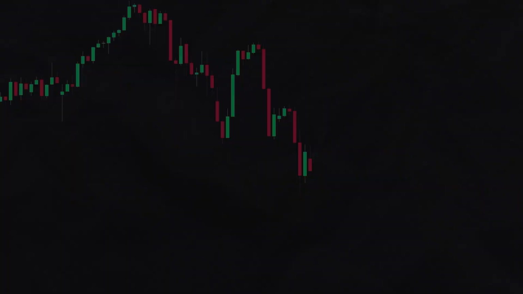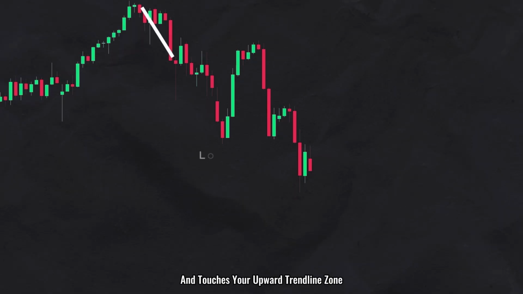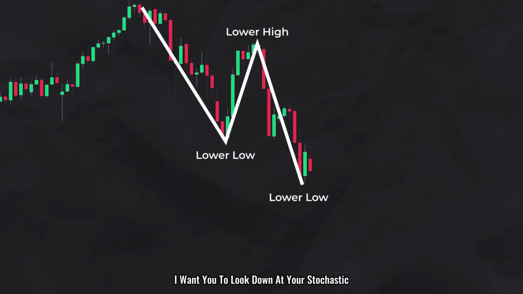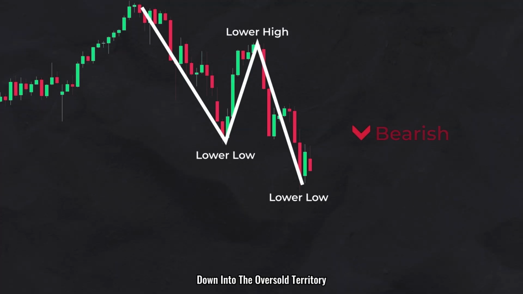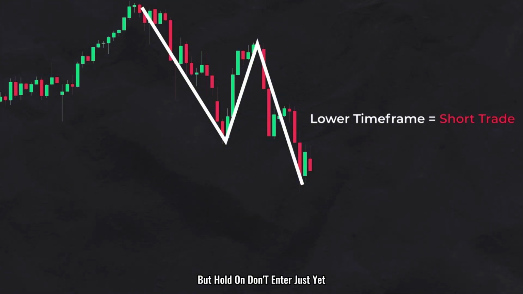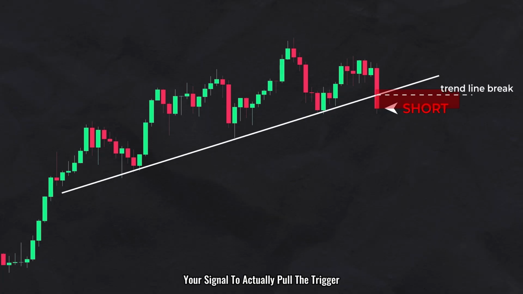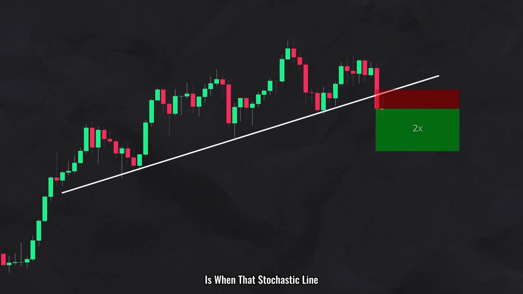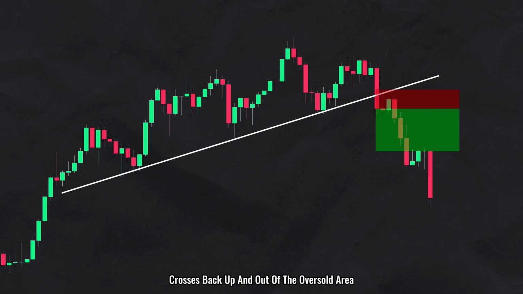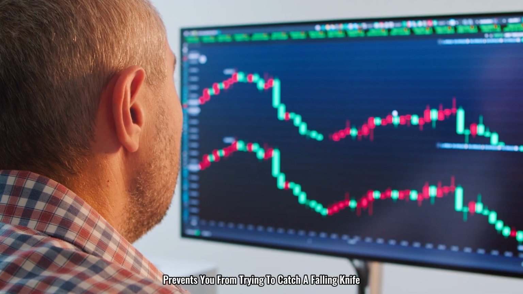Here's how it works. When price drops down and touches your upward trendline zone, I want you to look down at your stochastic. You want to see it cross down into the oversold territory. But hold on, don't enter just yet. Your final confirmation, your signal to actually pull the trigger, is when that stochastic line crosses back up and out of the oversold area. It's a really simple filter, but it completely prevents you from trying to catch a falling knife.